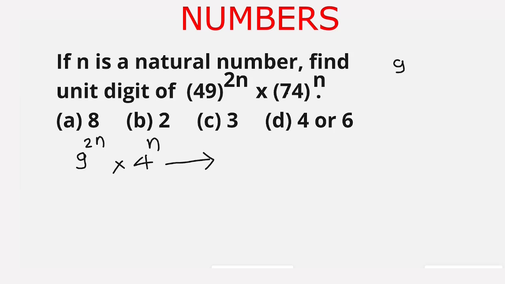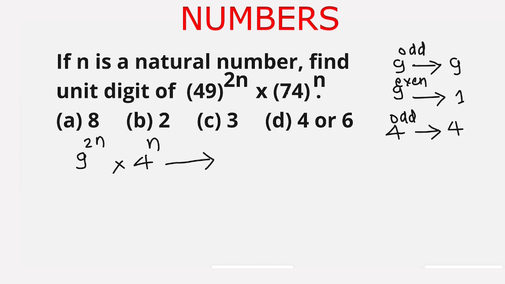9 to the power odd, then the ones place digit will be 9, and 9 to the power even, then the ones place digit will be 1, as 9 to the power 1 is 9 and 9 to the power 2, which is even, is 81. 81 has ones place 1. Similarly, 4 to the power odd, it is 4, as 4 to the power 1 is 4, and 4 to the power even, the ones place digit will be 6, as 4 to the power 2 is 4 times 4 is 16, because 2 is even, and we get 6.